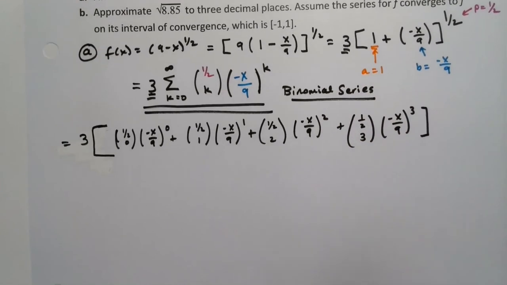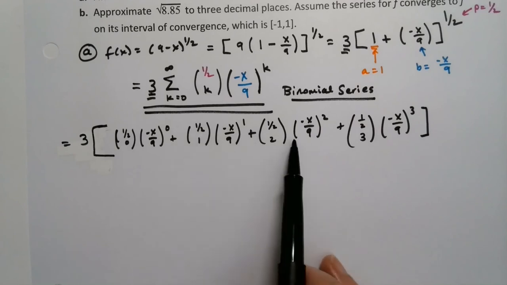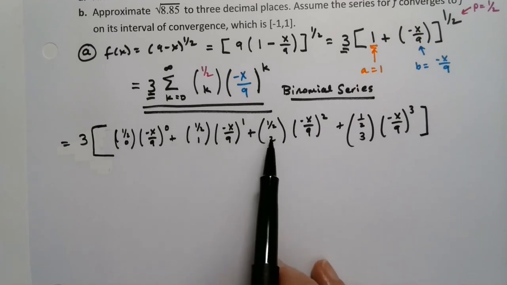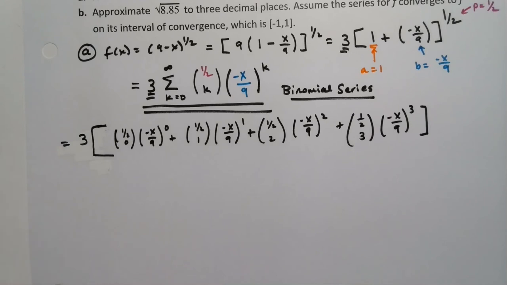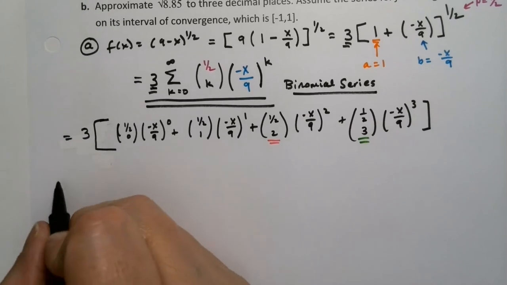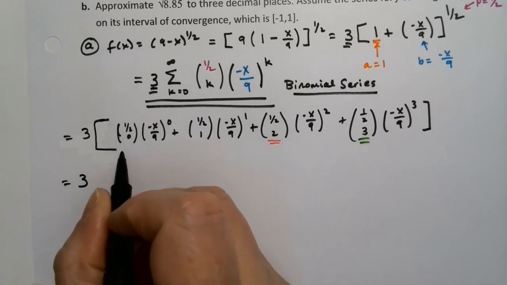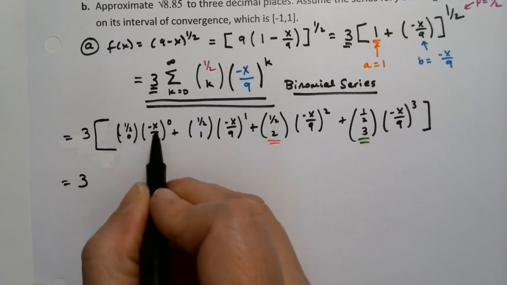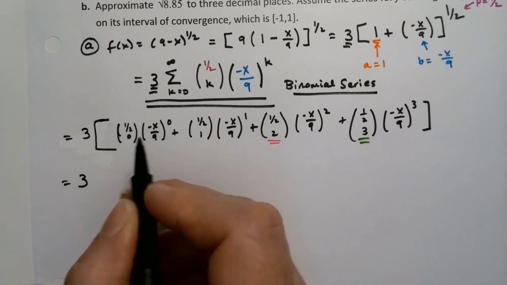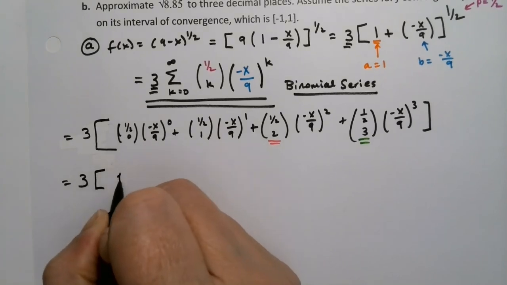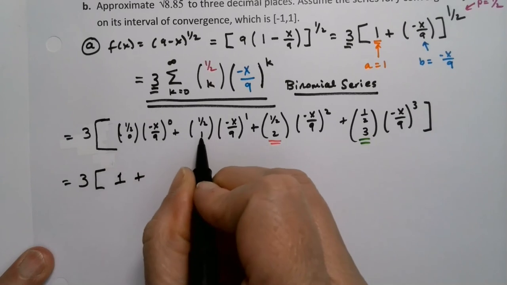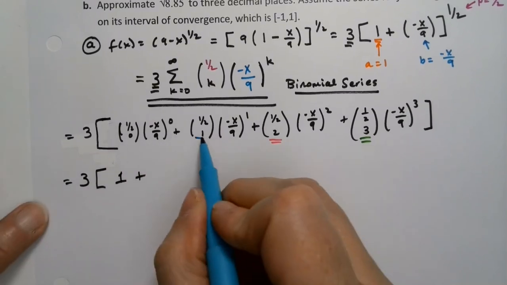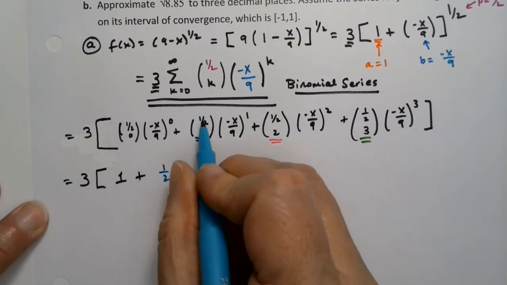So the difficult part is actually going to be these, well, actually, this one's not hard. It's these two combinations right here and right here that are going to be a little bit tricky. All right, so anything choose 0 is 1. So this whole thing is going to be 1 because that's 1 and that's 1. So 3 times, so it's 1 plus, all right, this bit right here is a 1/2, right? 1/2 choose 1 is a 1/2.